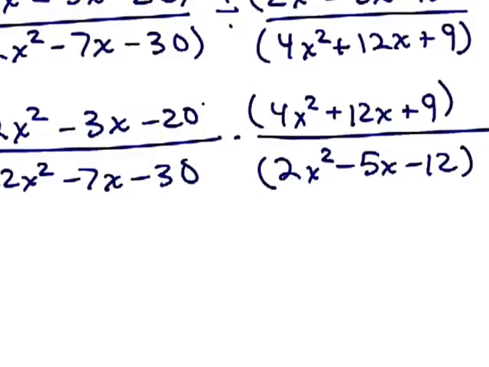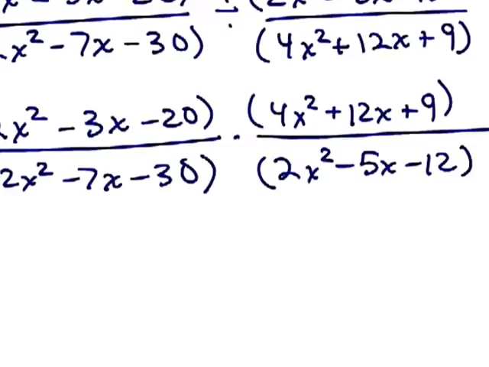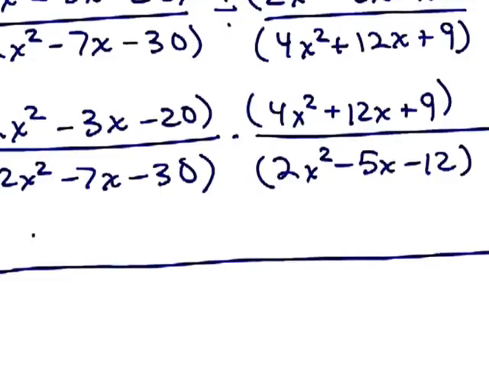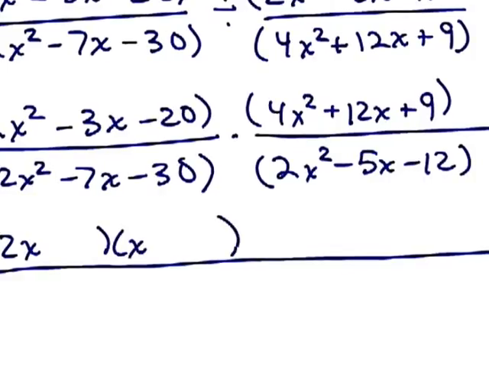Alright, so step 1, multiply by the reciprocal. I think I already had. There we go. Next step is to factor all of these. Now, these don't look too bad. Alright, no common factor in any of them. So let's see, this is going to be a 2x and an x. Now let's say I got to get factors of 20.